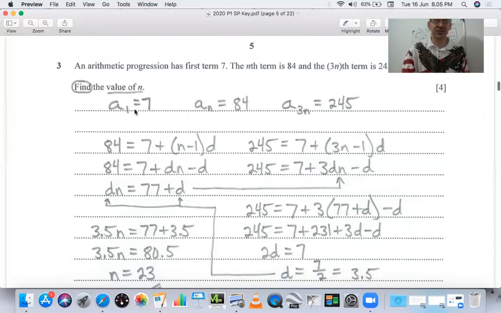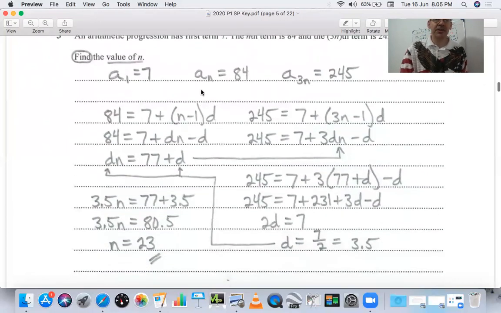This one is just the starting point, not really much of an equation. These are the two equations we want to work with. And of course, arithmetic has both n and d in it. So we need to use simultaneous equations. So here's 84, that's the answer to the nth, meaning it's the n term.